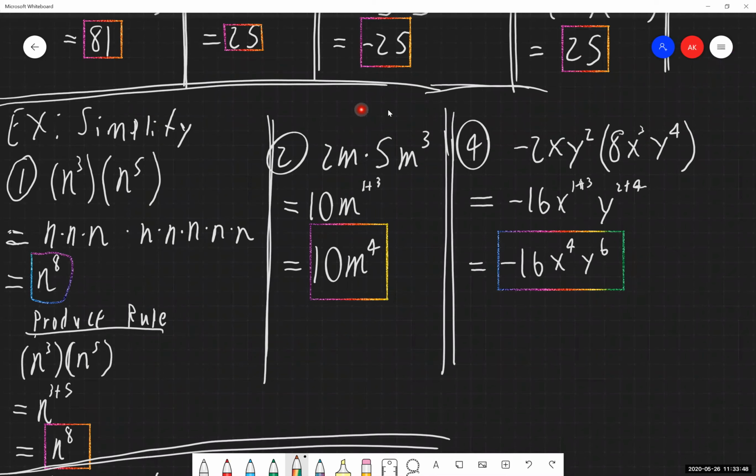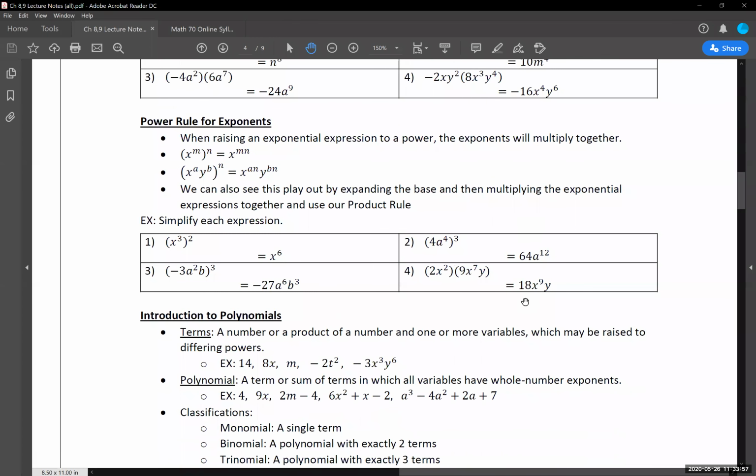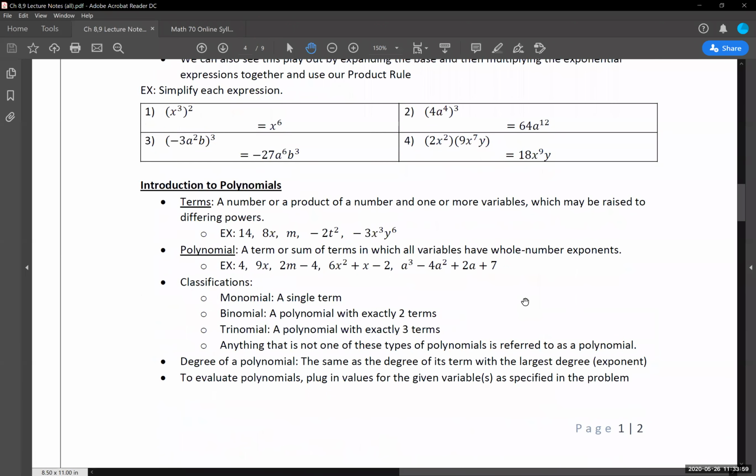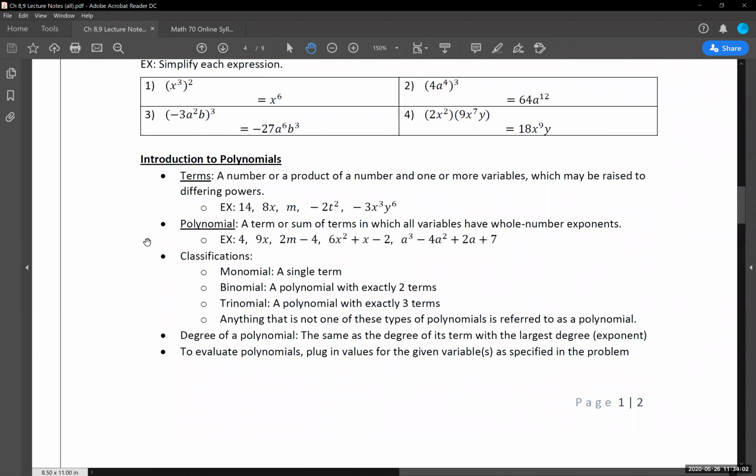Okay, so I'm going to jump us back to our notes because we're going into the second part of 9.1. This is an introduction to polynomials, which we're going to see quite a bit of moving forward now. So we have a couple definitions that we need to go through first. First, we have terms. A definition of a term is a number or a product of a number and one or more variables, which may be raised to different powers. I think we went through this earlier in the quarter: we have variable terms, constant terms, things of that nature.